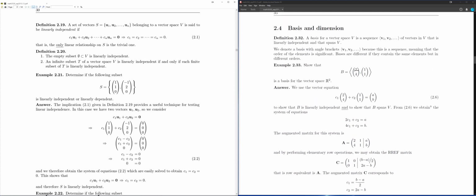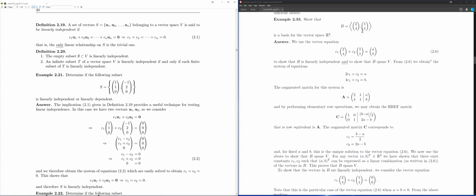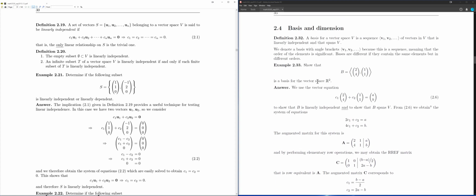First of all, we showed that these two vectors, (2, 4) and (1, 1), span R2. And over here, we just showed that they're linearly independent. So by definition, they form a basis for my vector space R2, right? So a basis is a set of vectors, a sequence of vectors, that are both linearly independent and span the vector space. And we showed that in this case here, right?